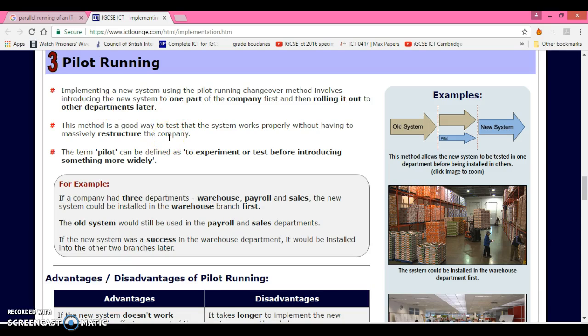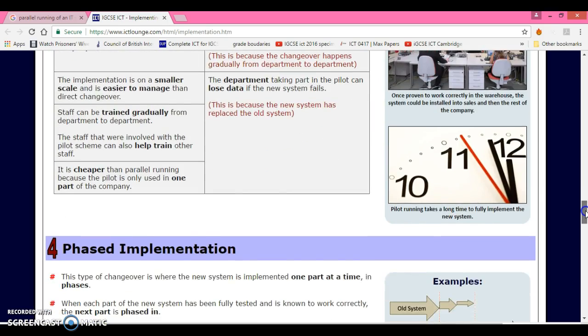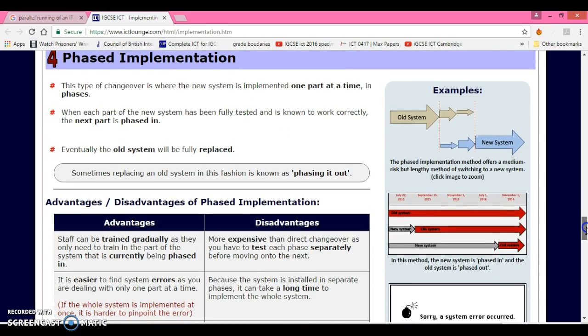Now, a situation where they may do this, for example, like you've got here: if a company had 3 departments, a warehouse, payroll and sales, the new system could be installed into the warehouse branch first. And then the old system would still be used in the payroll and sales departments. If the new system was a success in the warehouse, then it would be installed in the other 2 branches later. Okay, that's simple.